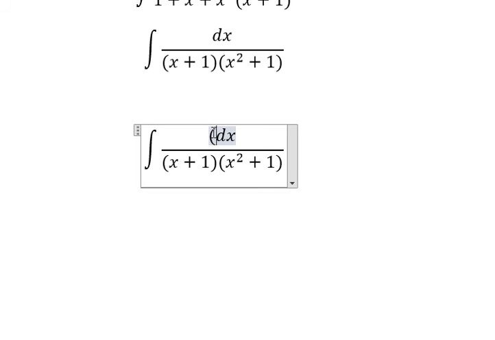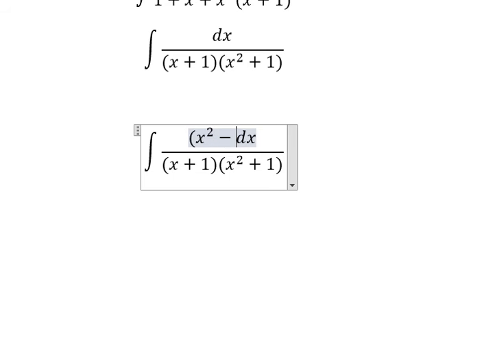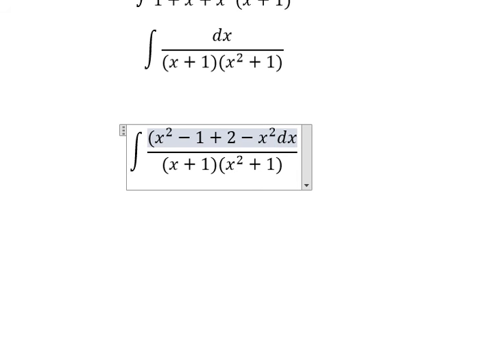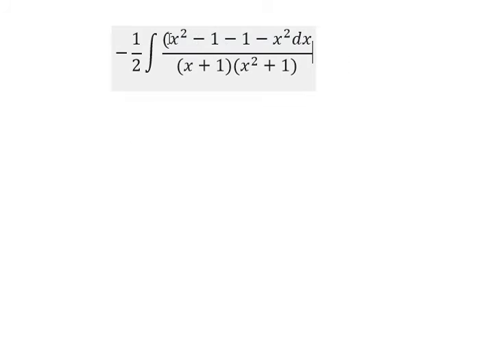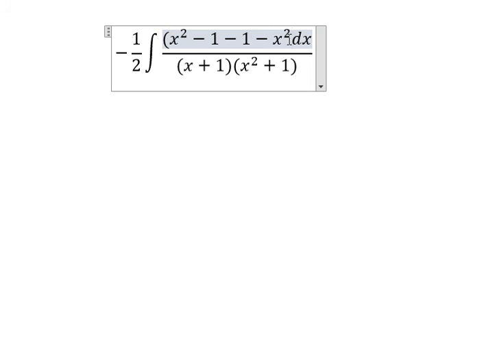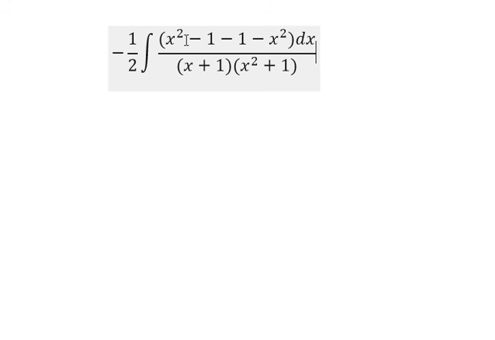Here we have x squared minus 1, so we put the number 2 and we need a negative x to the power of 2 here. So we can do another factorization. I think that's negative 1, so we have negative 1 over 2 here. So now we can separate them into two integrals.